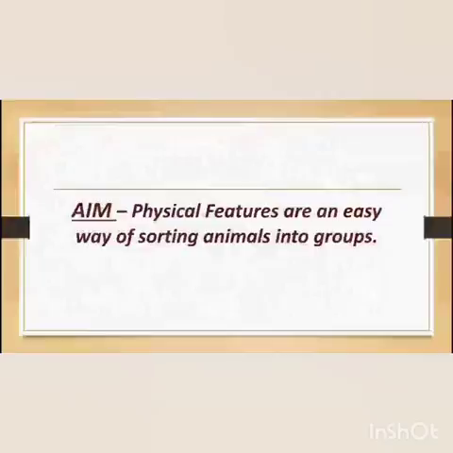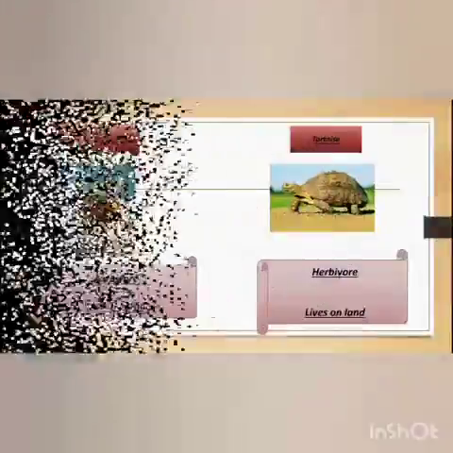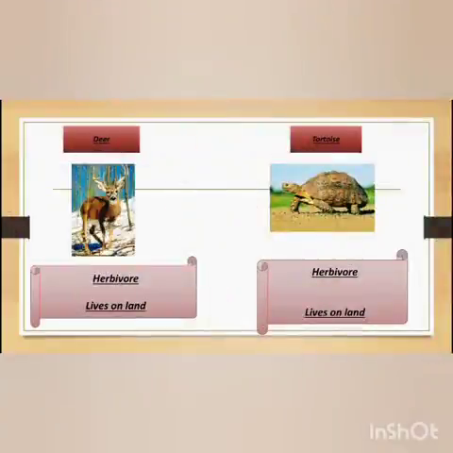Now, can you see here the pictures of deer and tortoise? We know that a deer is a herbivore and it lives on land. And on another side, we can see that tortoise is also a herbivore and lives on land. But their habitat and body structure are different from each other.